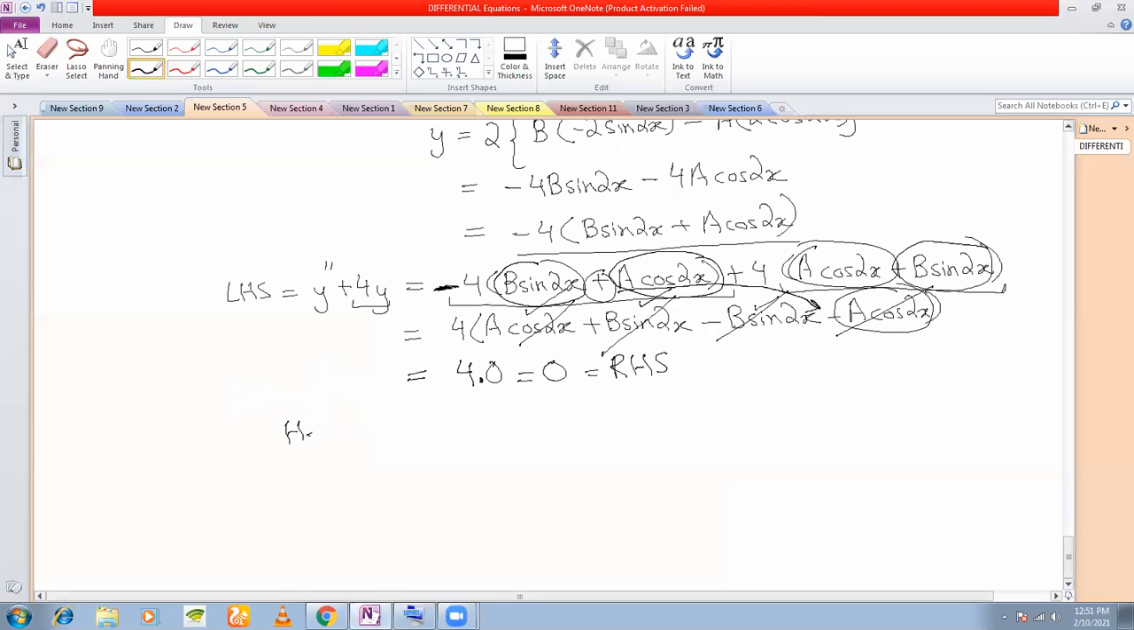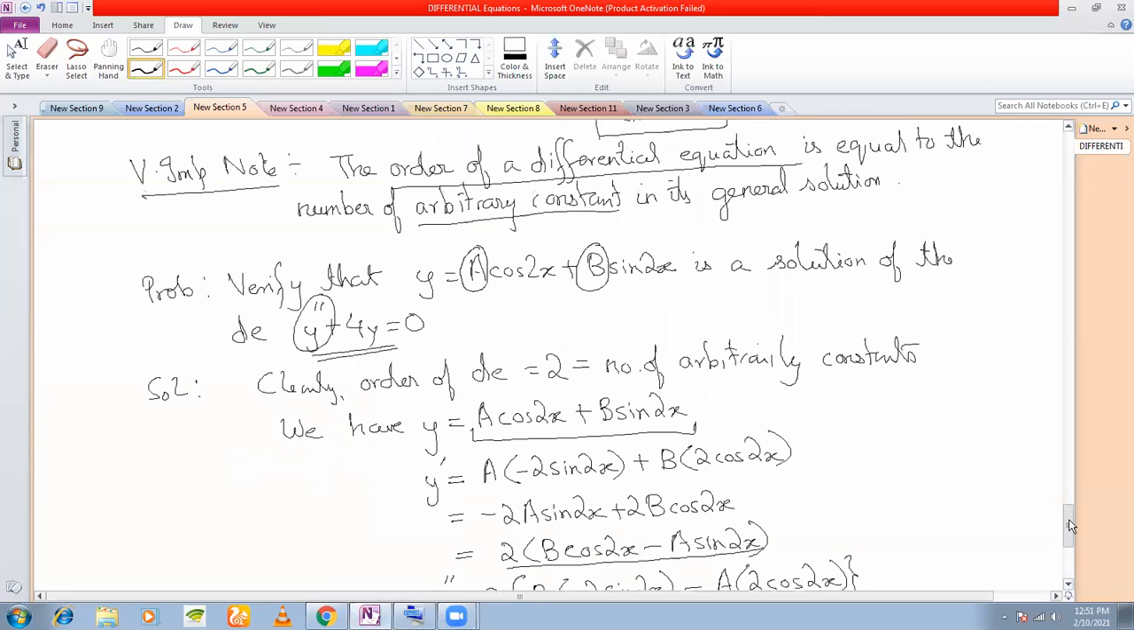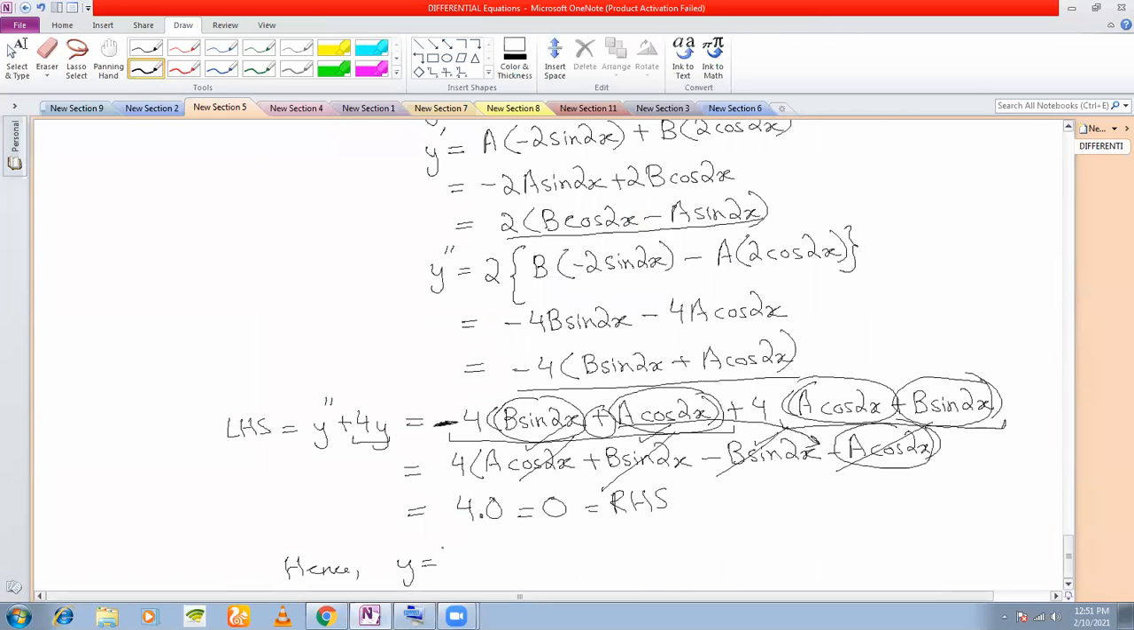Hence, you say y is equal to a cos 2x plus b sin 2x is the general solution of the differential equation y double dash plus 4y is equal to 0. That's it. That is how you verify.